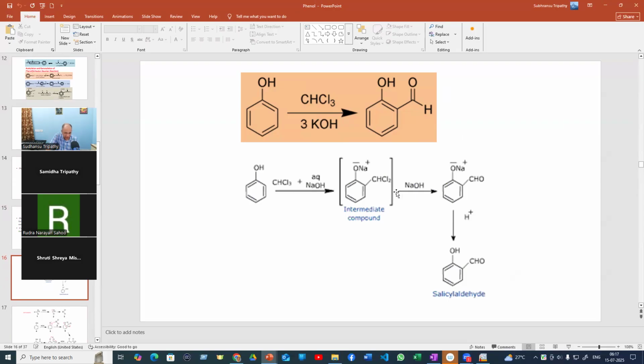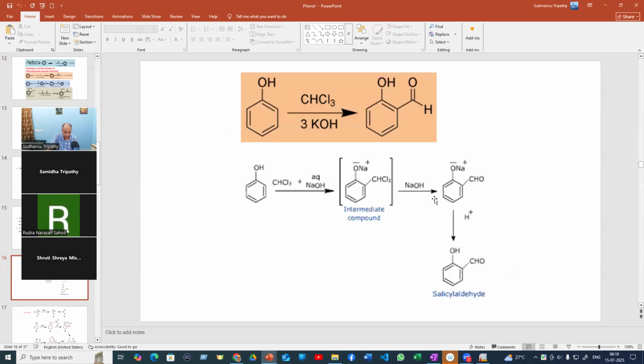Now see how it happens. First, the ortho position is substituted by CHCl2. Out of 3 chlorines, 1 chlorine goes as chloride ion. I will show you the mechanism. Then the other NaOH will make it aldehyde. This will be undergoing hydrolysis. 2 moles of NaOH are required to make 2 chloride ions go, and 2 OH will join, but geminal diols are unstable to give you aldehyde.